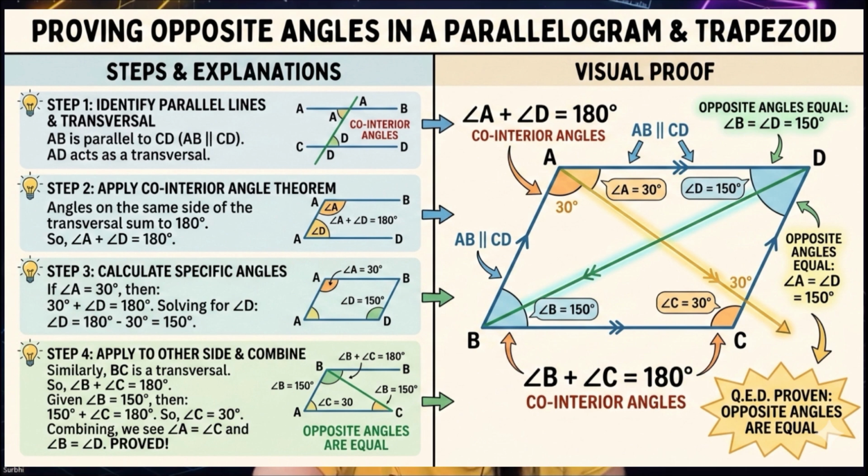If angle A is 30 degrees, then angle D is 180 minus 30, which is 150 degrees. Just like that, one calculation and we have our second angle. Similarly, angle A plus angle C also equals 180 degrees, and combining these two equations together, we can prove that opposite angles are equal. So angle A equals angle C, which is 30 degrees, and angle B equals angle D, which is 150 degrees. One starting angle gave us all the four angles instantly.